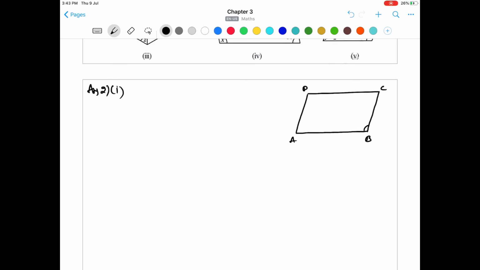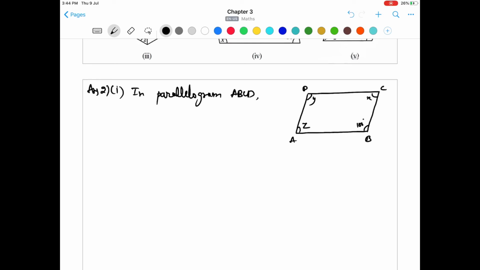The angle here is 100 degree. Then we have here x, y and z, and we have to find the value of x, y and z. So first we'll write the name of the figure, which is parallelogram ABCD.